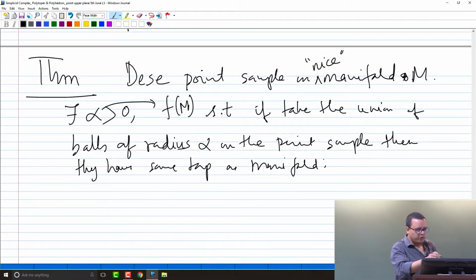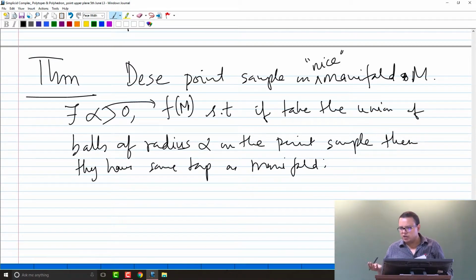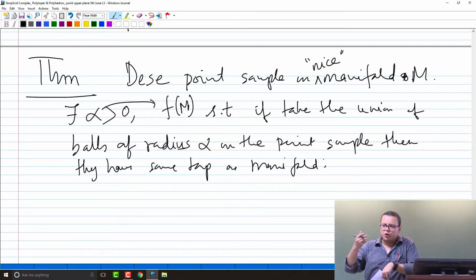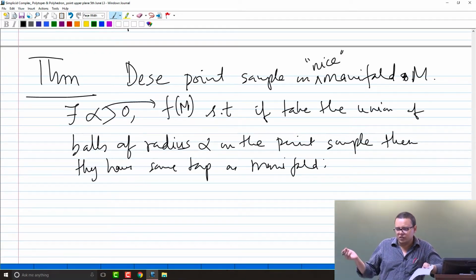So basically now, with this point sample, if I have computed the Čech complex, it and the manifold will have the same topology. This is what you want to do in data analysis, right? You want to learn features of the object from which the points are sampled, and you hope to sample enough points from the object. If you sample very few points from the object, you cannot hope to learn its features, right?